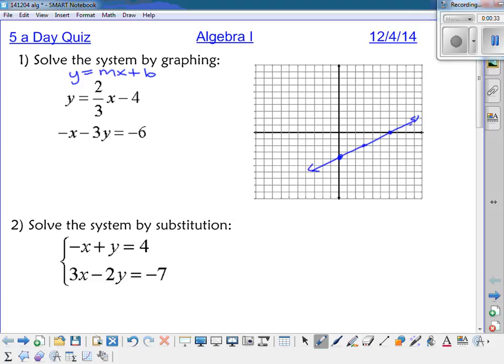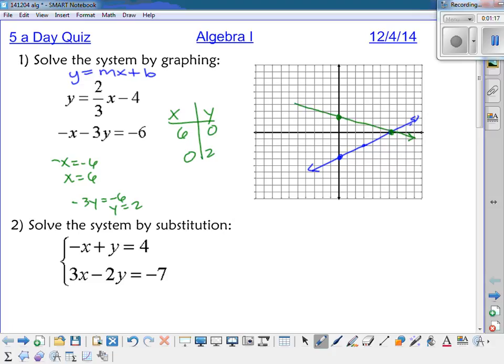All right, the second one, I need to either get the y alone, or there's another way I could graph it. Does anybody have an idea how I could do that? Right, we can use the zeros because those both will divide out evenly. So if y is 0, I get negative x equals -6, so x equals +6. And then if x is 0, I get -3y equals -6, so y would equal 2. So I have 2 on the y-axis, 6 on the x-axis, and I can draw a line between them.